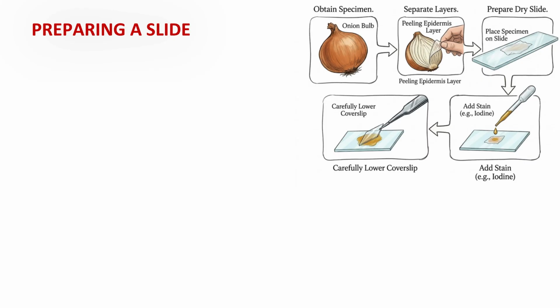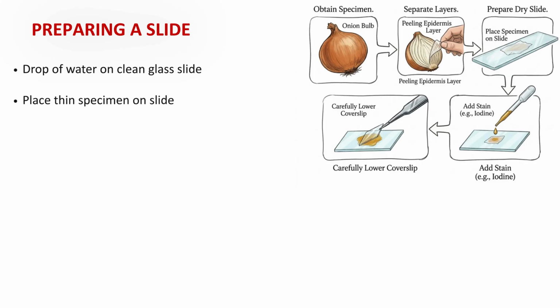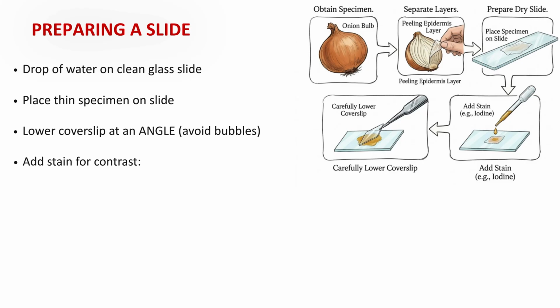To prepare a microscope slide, you have to follow these steps. First of all, place a drop of water on a clean glass slide, then place a thin specimen on the slide and lower the cover slip at an angle to avoid creating air bubbles, and then add a stain to increase contrast and make structures visible.